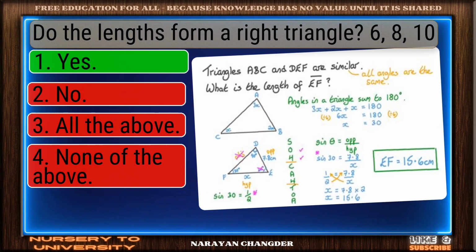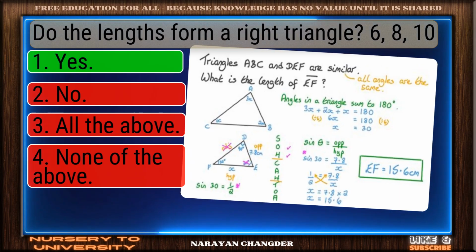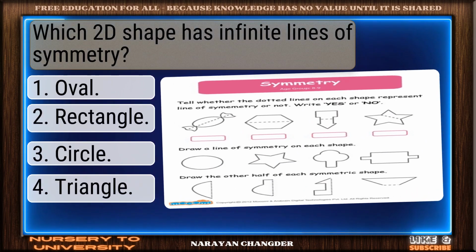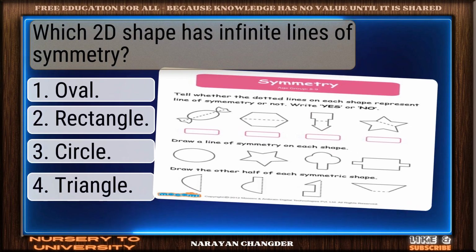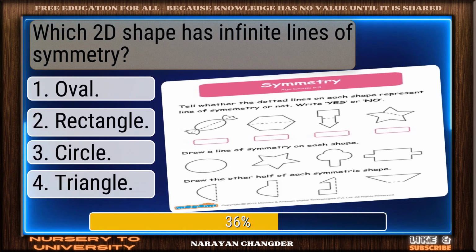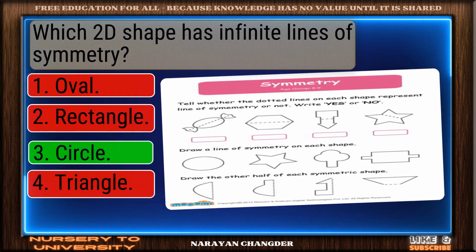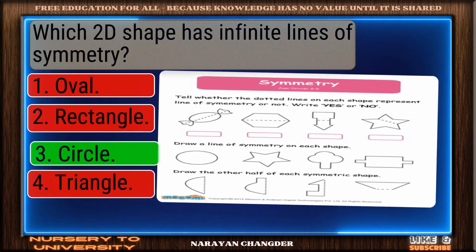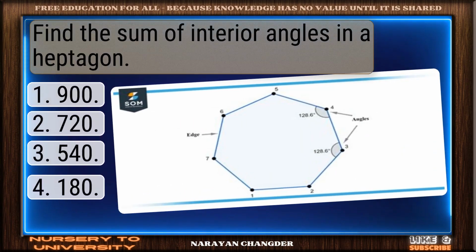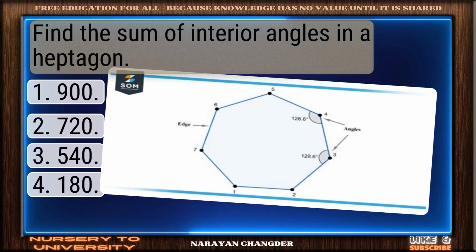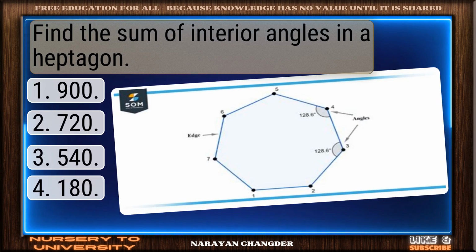Nice work. You chose yes, and it is correct. Question number 159. Which 2D shape has infinite lines of symmetry? Valid point. Circle is true. Question number 160. Find the sum of interior angles in a heptagon.